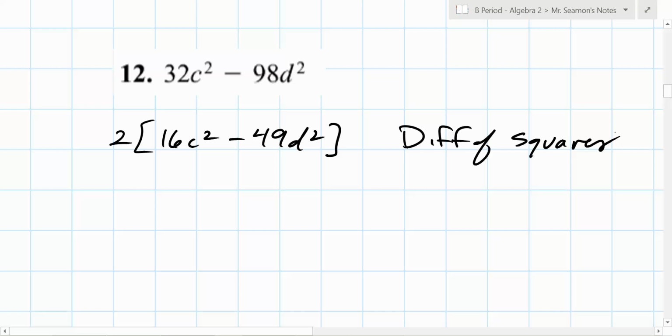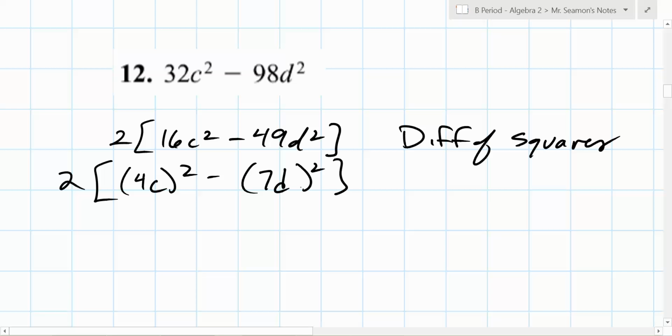Why is that difference of squares? I was going to say, why would you pull out the c squared, but it's c and d. Exactly. You can't. So why is that a difference of squares? Because you have something squared minus something else squared. What goes in each of those? 4c and 7d.